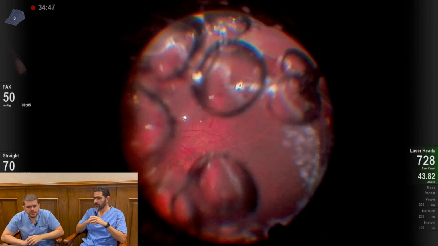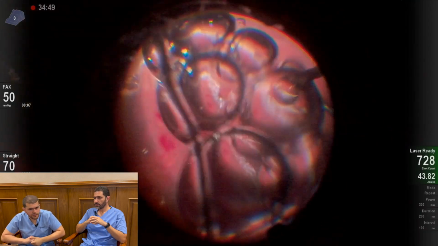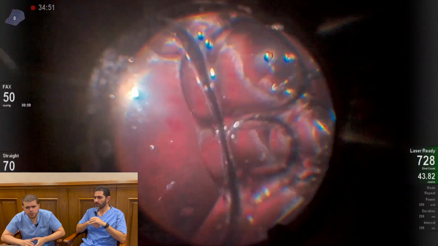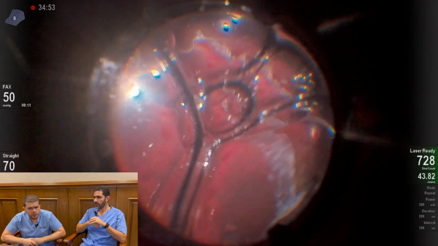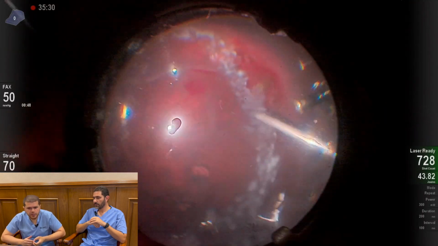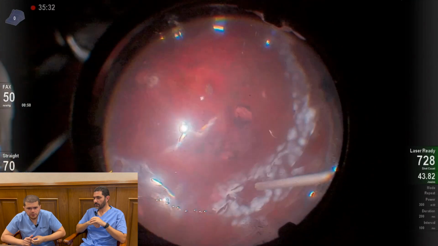Would you do direct PFCL-silicone exchange? No, you don't do it regularly? No, it's the same for me. I don't do it regularly. I shift to air and then aspirate the fluid.